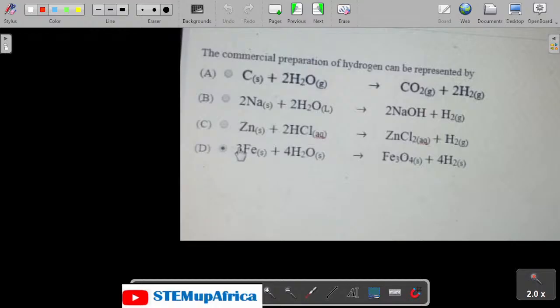Next, the conventional preparation of hydrogen can be done by what? So we have laboratory preparation and we also have commercial preparation. Reactions A, B, and C are laboratory preparations of hydrogen. The commercial preparation of hydrogen is from iron reacting with steam. 1, 2, and 3 are laboratory preparations of hydrogen.